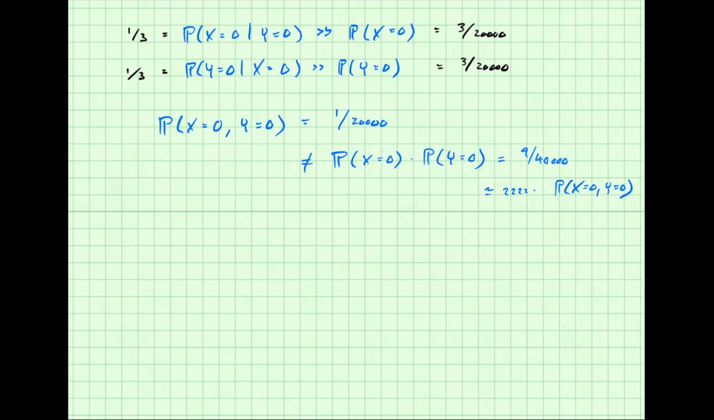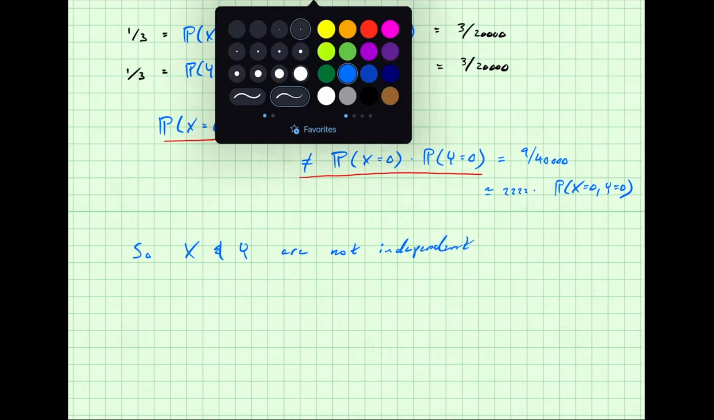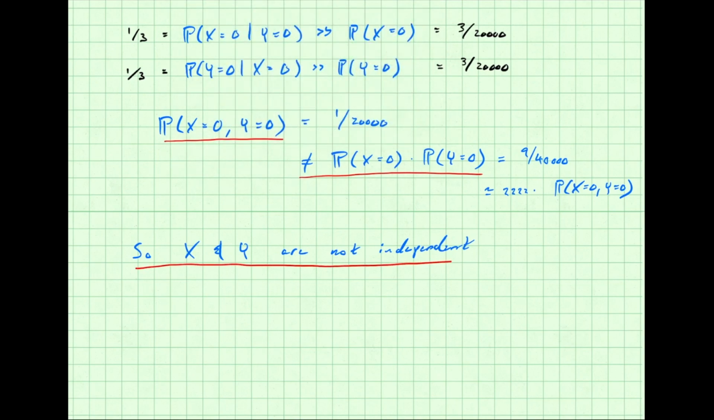So what does that mean? You should be able to say, if you think about it. What does it mean when the joint probability is not equal to the product of the individual probabilities? I'm going to put it down here, and then we'll be done. So x and y are not independent. And we will get back to this later on in the chapter. We'll talk more about this independence.